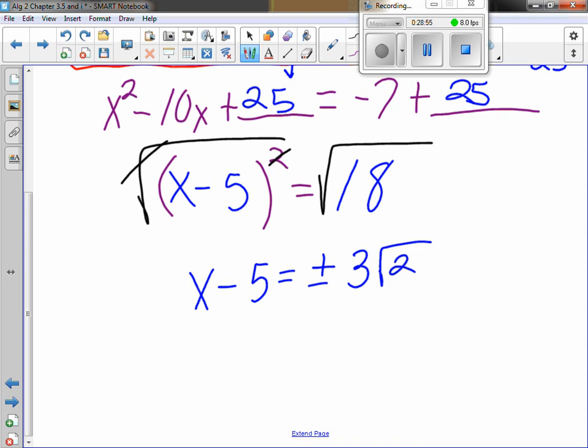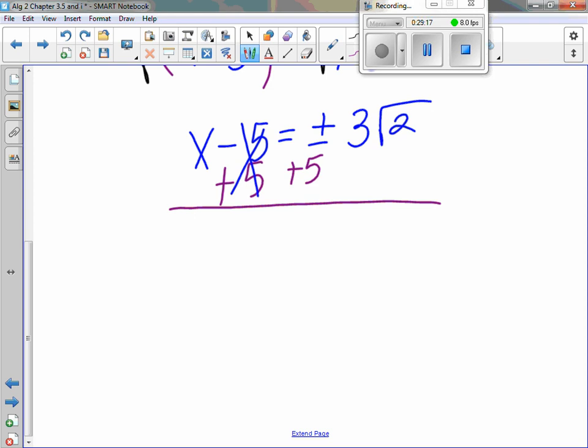Any questions on any of this here? Any questions on anything we've done so far? Is the variable by itself? We have x minus 5, yes? So what I need to do is add 5 to both sides. Negative 5 plus 5 will cancel, and we get x is equal to 5 plus or minus 3 square root of 2.